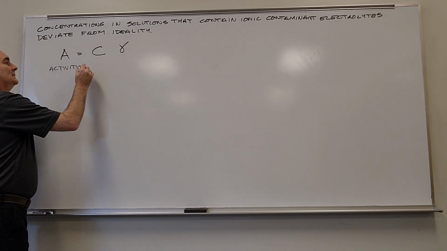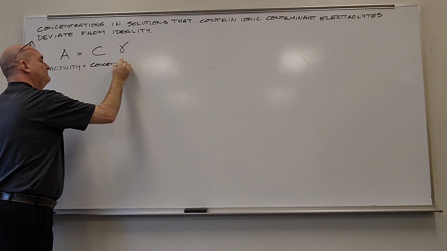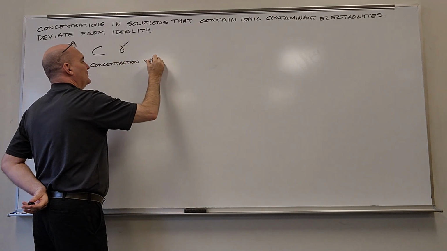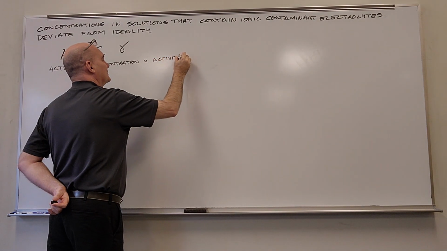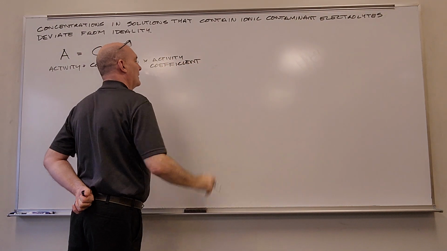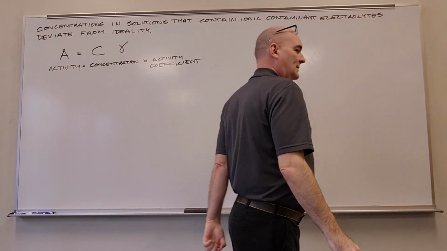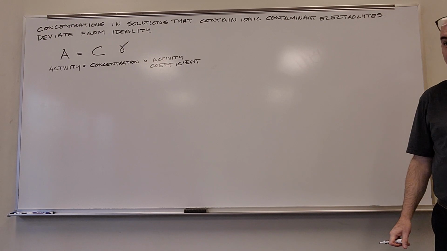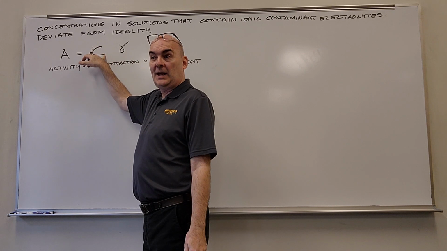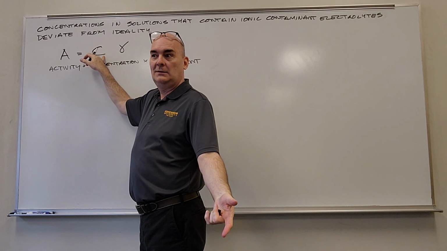Okay. Activity is equal to concentration multiplied by this thing, which is called the activity coefficient. Okay? So we're going to go ahead and find the activity coefficient. The activity coefficient is the modifier that we can apply to the concentration, because chances are you know what the concentration is, or you know what you think the concentration is.